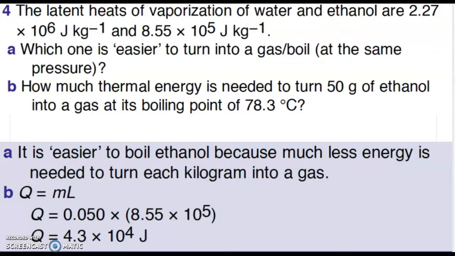No cheating. And so you should be able to see that it's easier to boil ethanol because much less energy is needed. You can see there's 2.27 times 10 to the 6 versus 8.55 times 10 to the 5, which is much less. And if we calculate the amount of energy, you should have gotten 4.3 times 10 to the 4 joules. This is pretty much it. There shouldn't be many challenging questions. It gets harder once we put this equation together with the specific heat capacity equation.